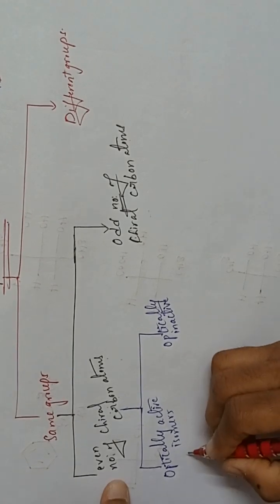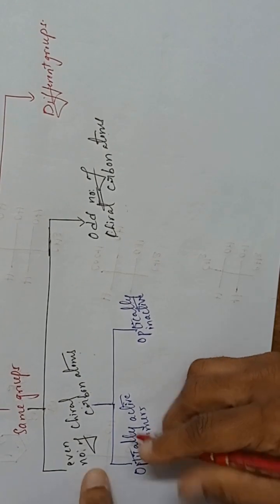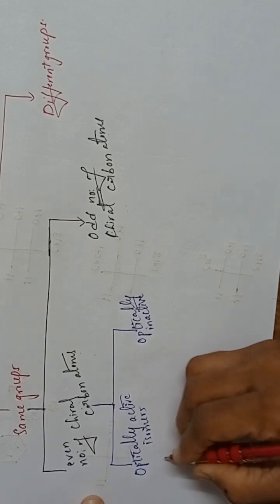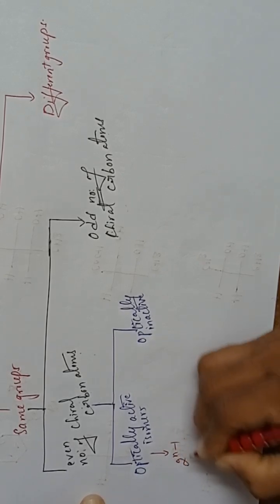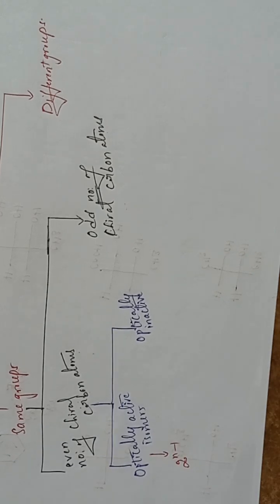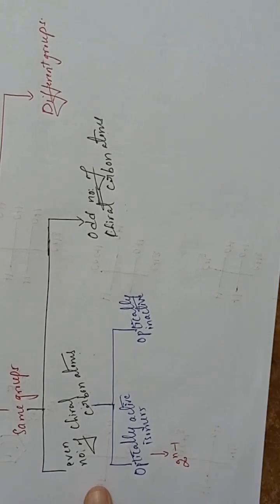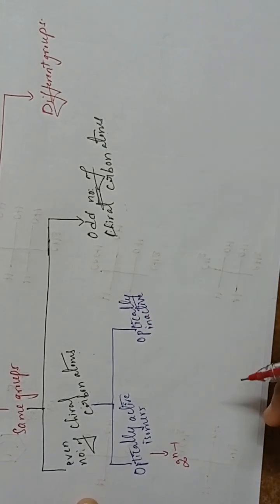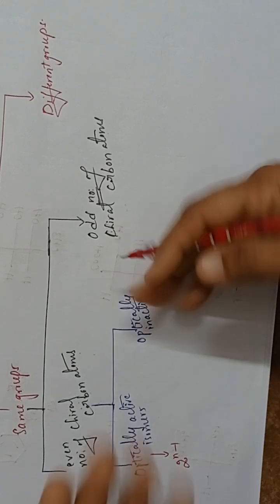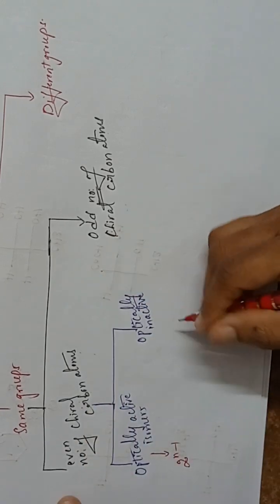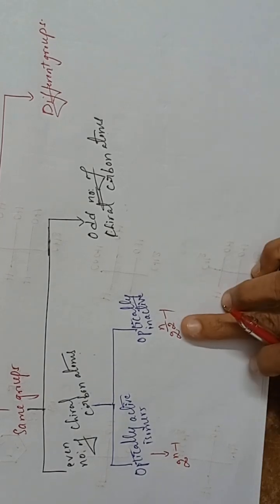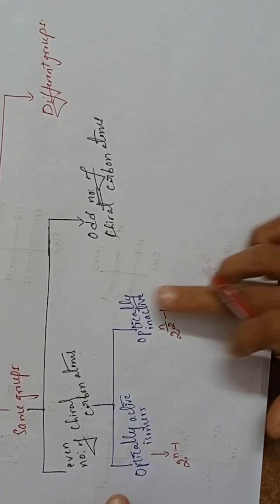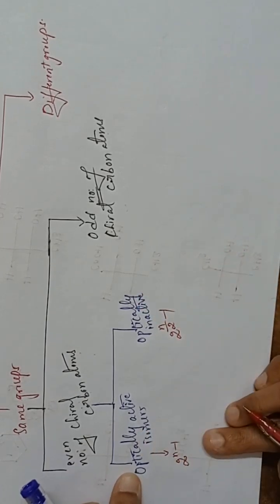See here, optically active isomers. What is the formula? Optically active isomers, formula 2 power n minus 1. Optically inactive isomers, how to calculate? What is the formula, students? 2 power n by 2 minus 1. This is optically inactive, this is optically active.